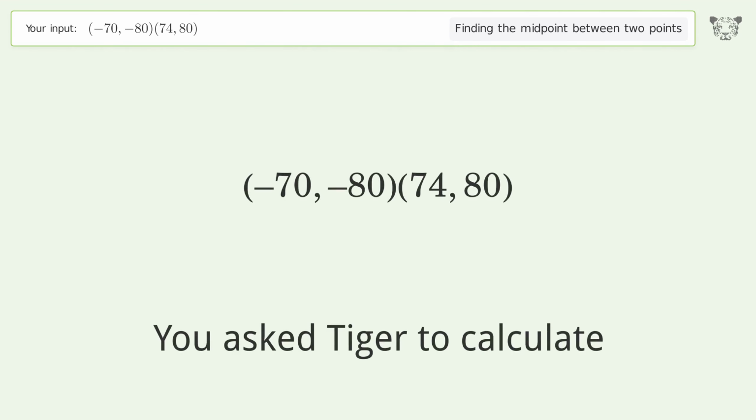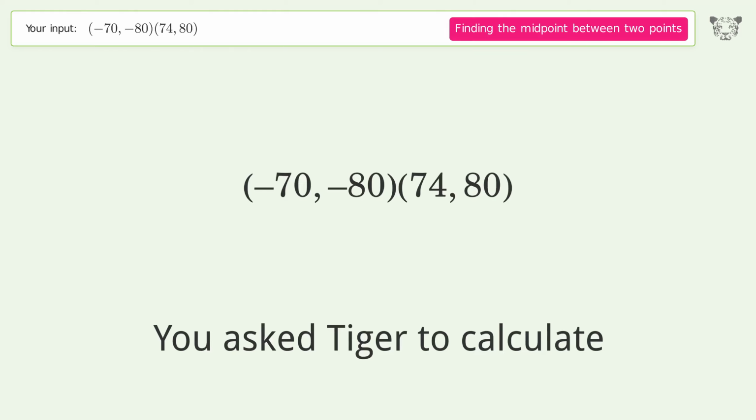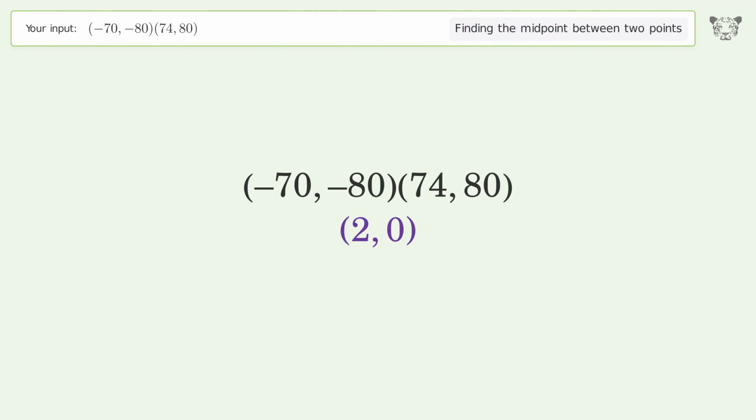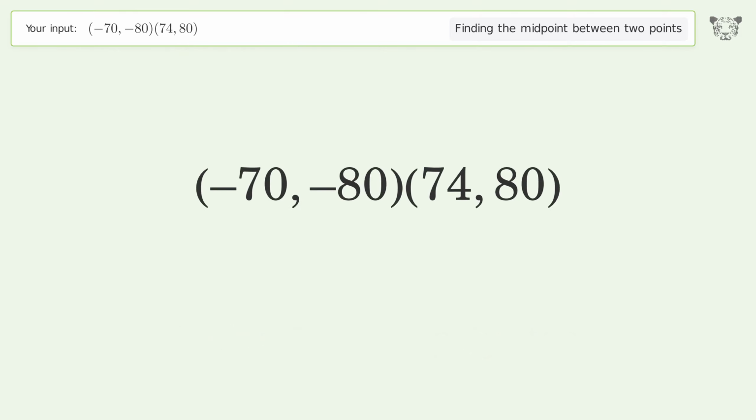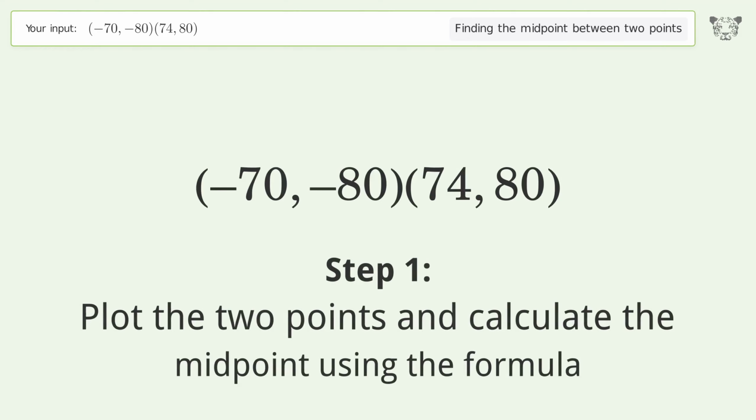You ask Tiger to calculate. This deals with finding the midpoint between 2 points. The midpoint between the 2 points is 2, 0. Let's solve it step by step. Plot the 2 points and calculate the midpoint using the formula.